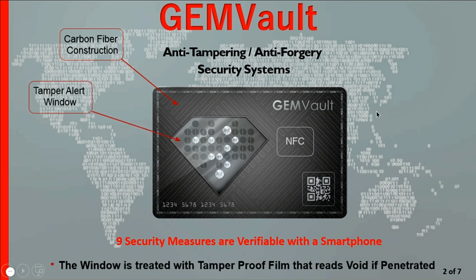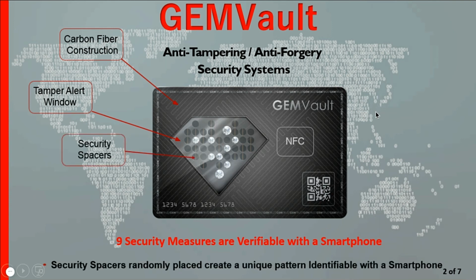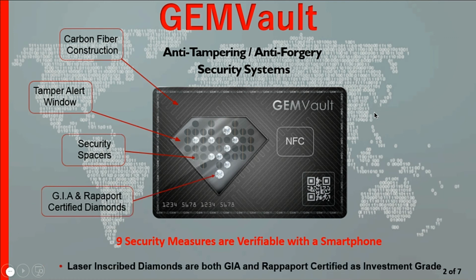The tamper alert window. The window is treated with tamper-proof film that reads void if it's penetrated. The security spacers. Security spacers randomly placed create a unique pattern identifiable with a smartphone. The GIA and RAP report certified diamonds. Laser inscribed diamonds are both GIA and RAP certified as investment grade.